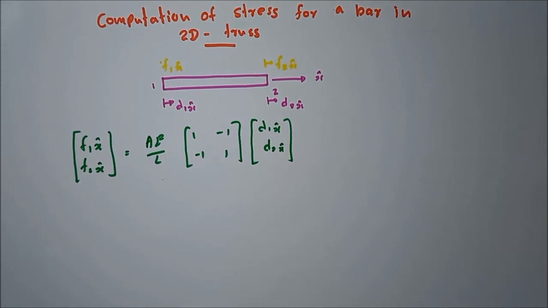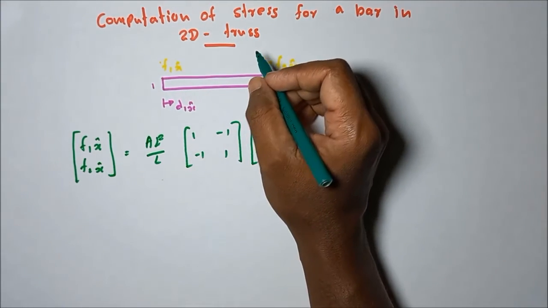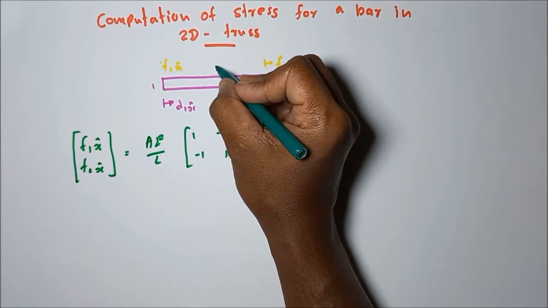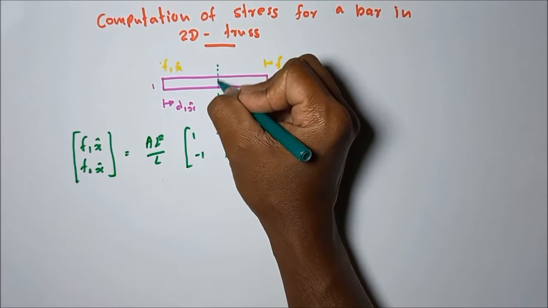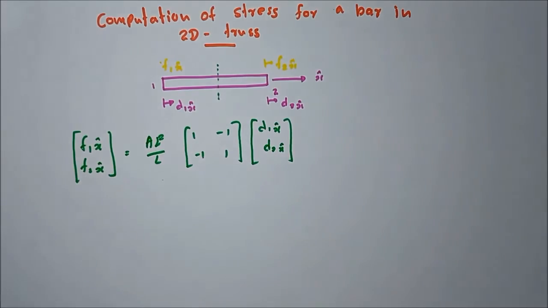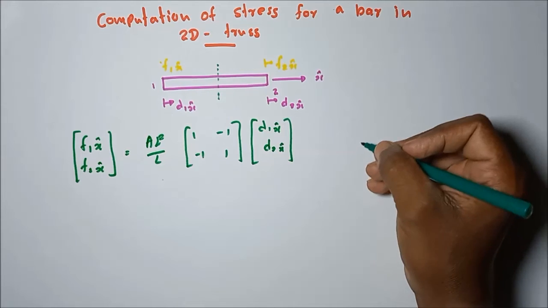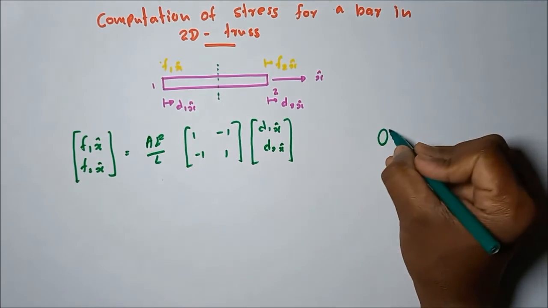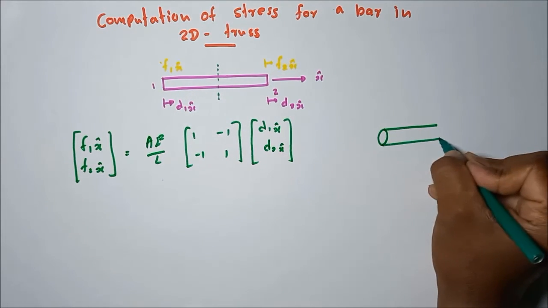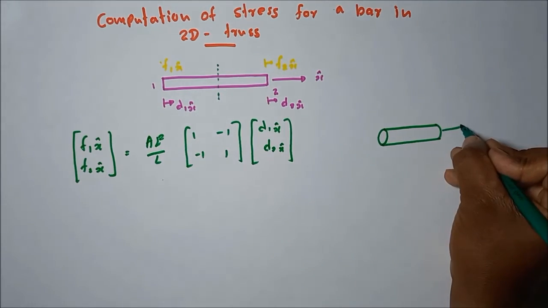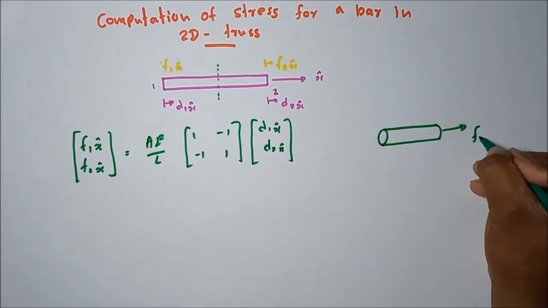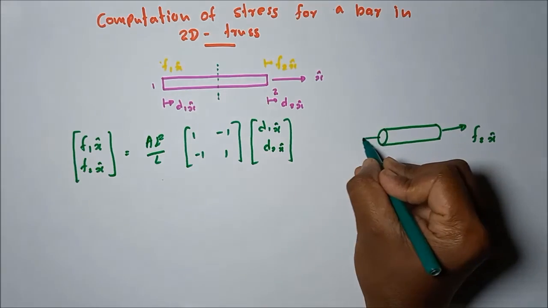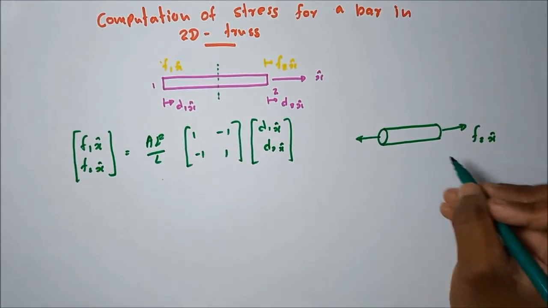Okay, then I'm going to separate this element. I'm going to section this element in this kind of position, so then I will draw that separated element. Then I'm going to mark all the forces acting on it. So what is this force? F2 x hat force is acting in this direction.